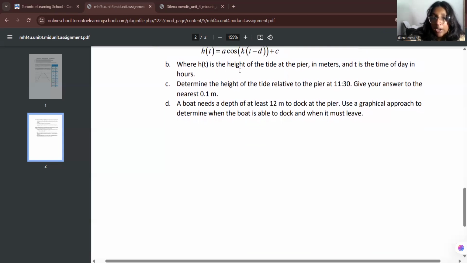Here h is the height of the tide at the pier in meters and t is the time of the day in hours. Part C: determine the height of the tide relative to the pier at 11:30. Give your answer to the nearest 1 meter. Part D: a boat needs a depth of at least 12 meters to dock at the pier. Use a graphical approach to determine when the boat is able to dock and when it must leave.